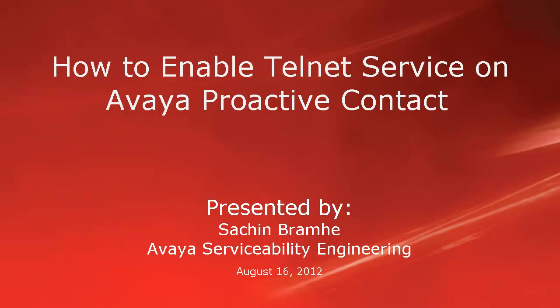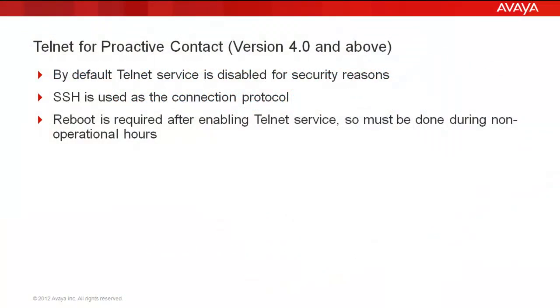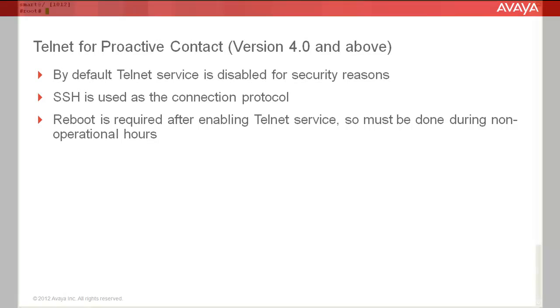In this video, we'll talk about how to enable the Telnet service on Avaya Proactive Contact. The Telnet service is disabled by default on Proactive Contact versions 4.0 and above. Instead, SSH is the default connection protocol used for connecting to the Proactive Contact system. Please note that after enabling the Telnet service, a system reboot is required, so it is recommended to make these changes during non-operational hours only.